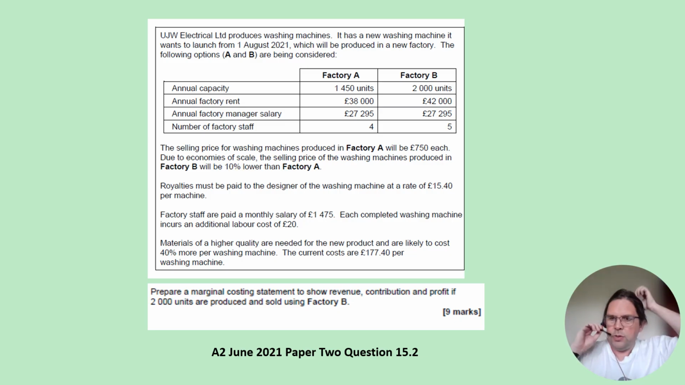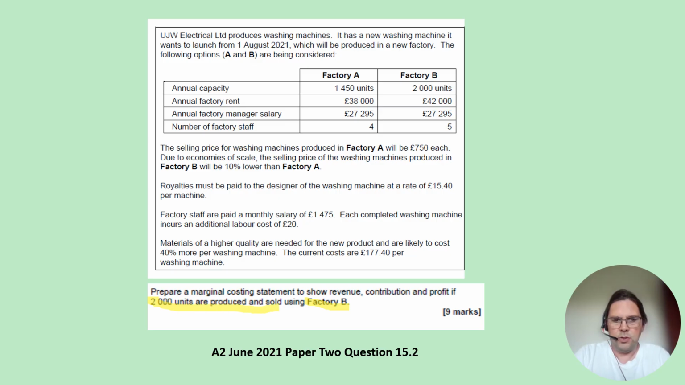So contribution is a key element of an income statement if it's marginal costing, so sometimes students forget that and lose a mark. And then you've got all your fixed costs deducted from your contribution to give you a profit for the year, profit for the period, whatever it might be. So this particular question is a 9-mark question on marginal costing. And so the key thing, like I say, is to determine which costs are fixed or variable and how much they'll be. So the question is for factory B, and if they produce and sell 2,000 units.